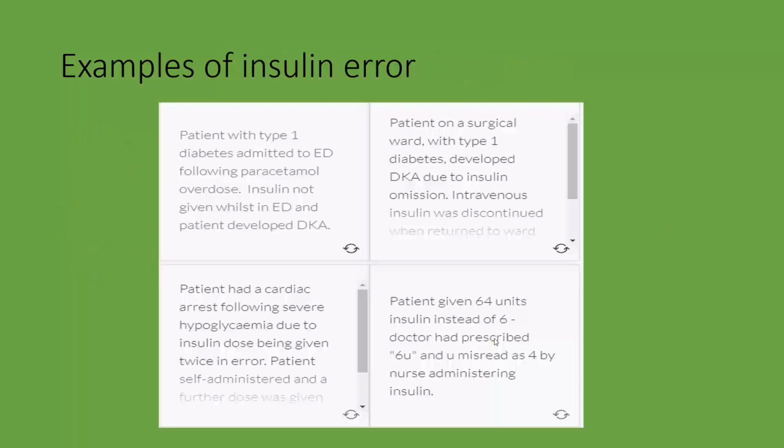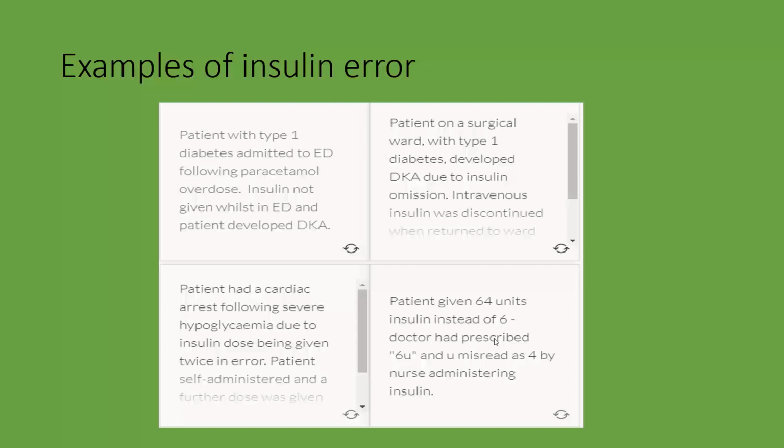So I will start with some errors of insulin prescriptions. These are just a few examples. A patient with type 1 was admitted to ED following a paracetamol overdose, insulin was not given whilst in ED, and the patient developed DKA. It's not uncommon, because sometimes the ED would have only Actrapid, nothing else. So if the patient comes with, say, NovoRapid and hasn't brought anything, that patient will be there for hours and hours without any insulin.